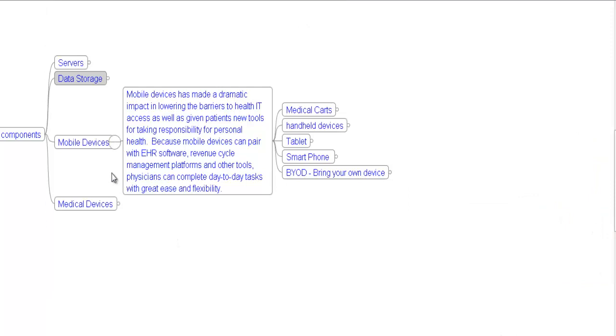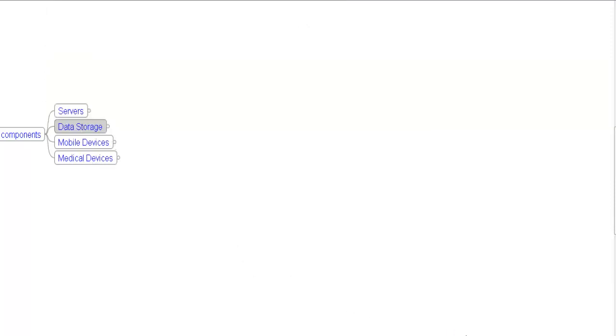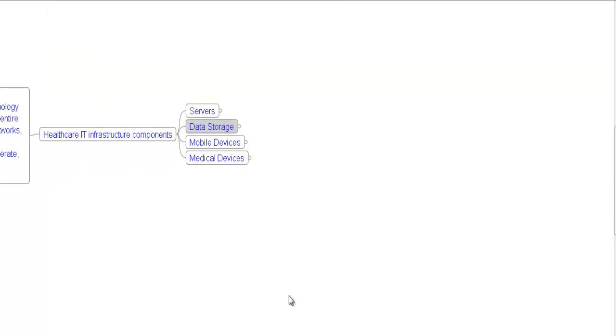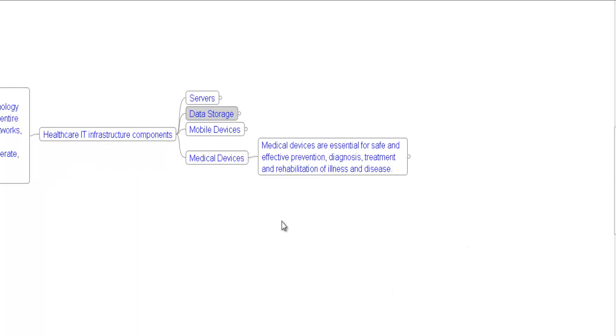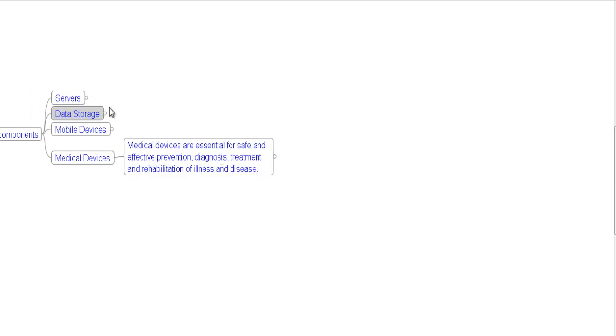Now let's see the next component in health, medical devices. Medical devices are essential for safe and effective prevention, diagnosis, treatment, and rehabilitation of illness and disease.